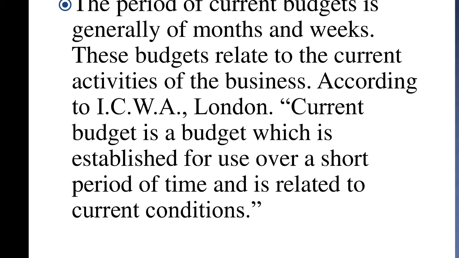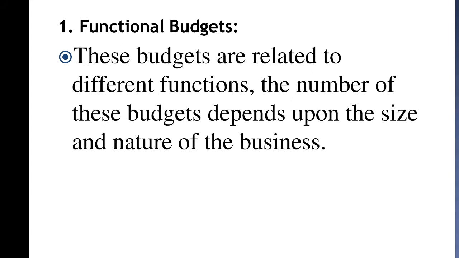So it is actually for a short period. The budget is prepared for a short period, but it is related to the current scenarios. Please understand. The current budget is generally for only months and weeks, and it depends only upon the current situations. Talking about functional budgets, these budgets are related to the different functions. The number of budgets depends upon the size and nature of the business. Works, according to the work area, 1 minute.